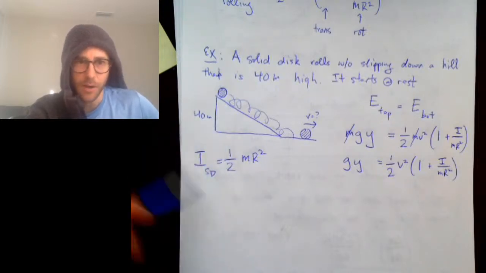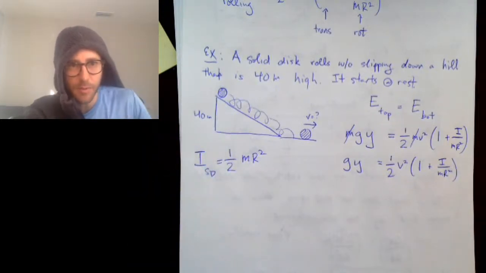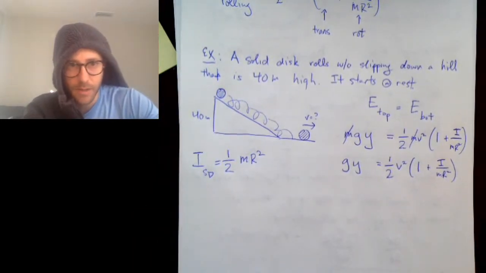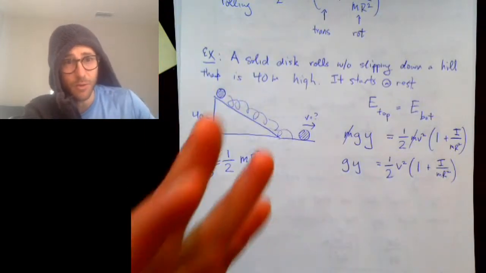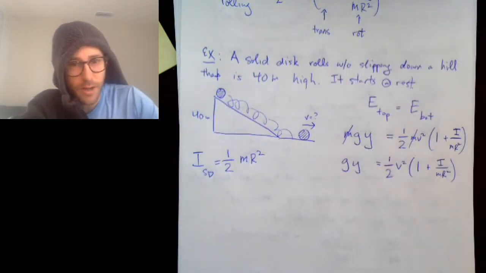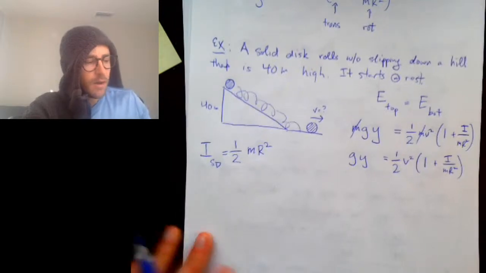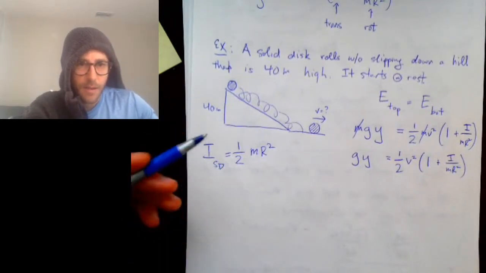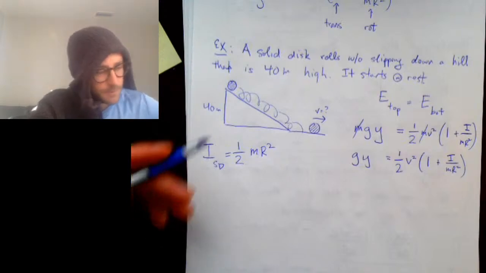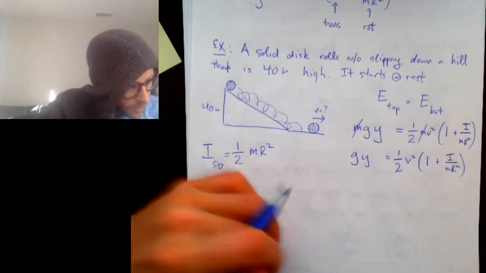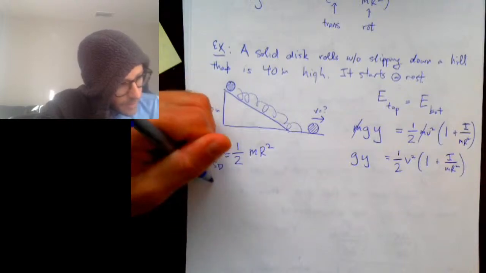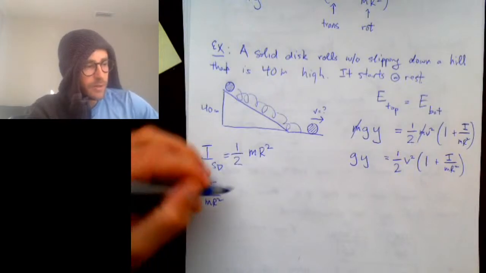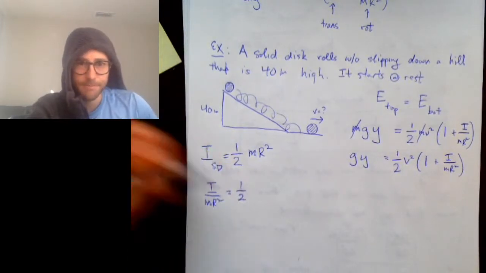Okay? That's the inertia of a solid disk. That comes from calculus. This isn't a calculus-based class, so I would just give you that result. I would just say a solid disk is rolling. Solid disks have inertia 1/2 mr squared. So if I take this and divide both sides by mr squared, I get I over mr squared is equal to 1/2.